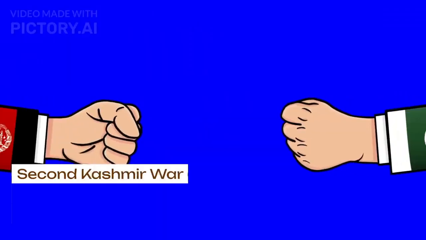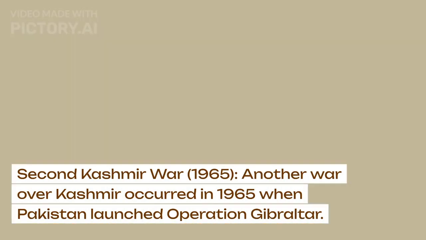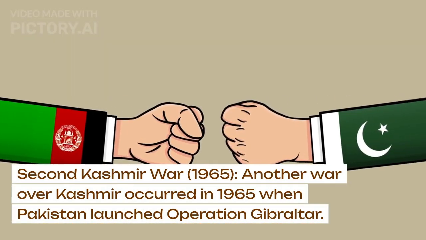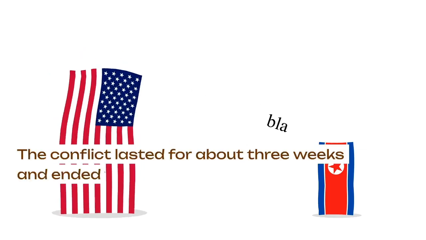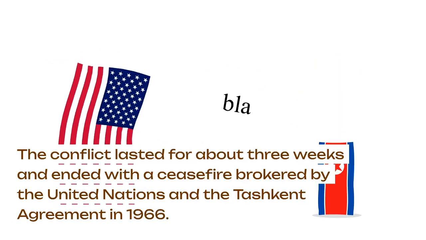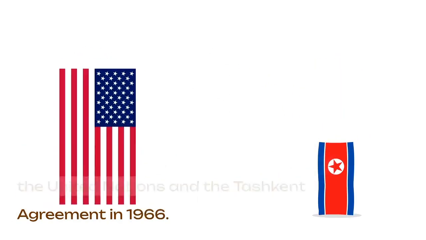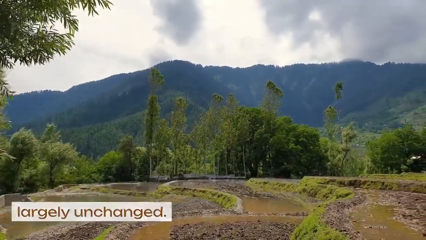2. Second Kashmir War, 1965. Another war over Kashmir occurred in 1965 when Pakistan launched Operation Gibraltar. The conflict lasted for about 3 weeks and ended with a ceasefire brokered by the United Nations and the Tashkent Agreement in 1966. The status quo in Kashmir remained largely unchanged.